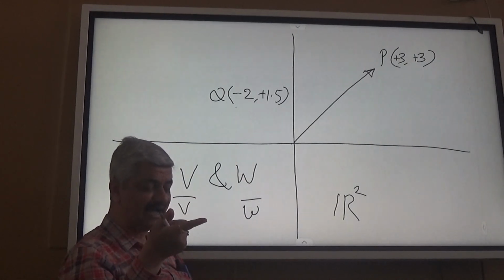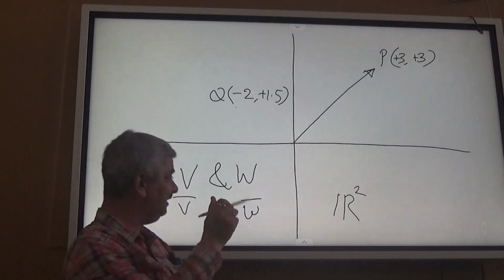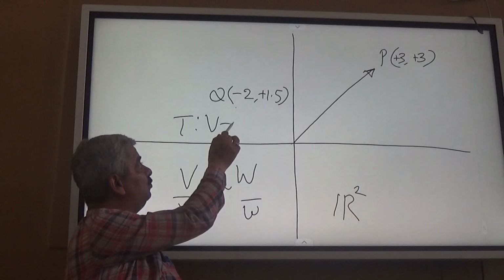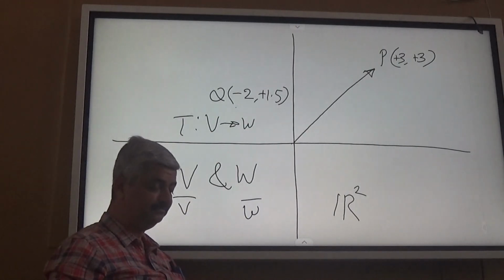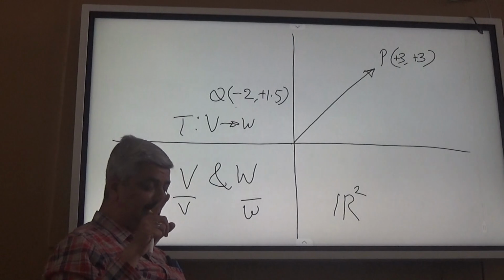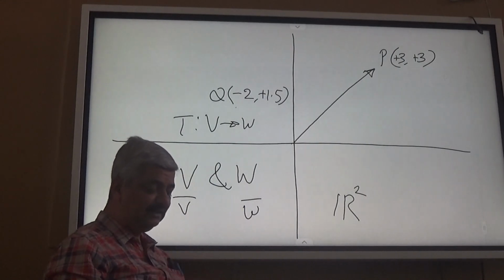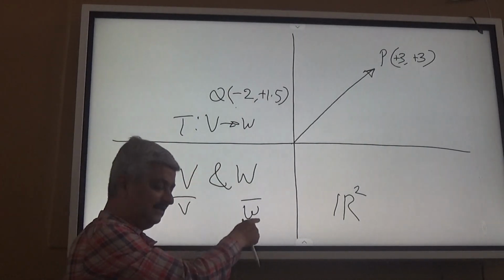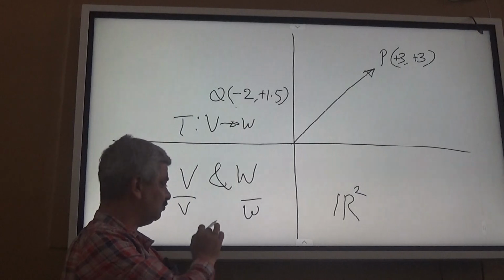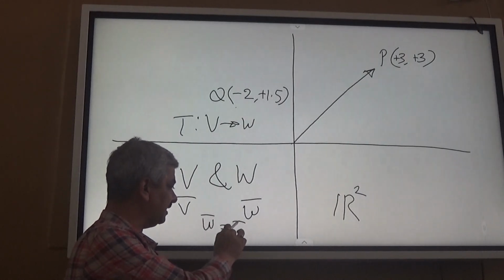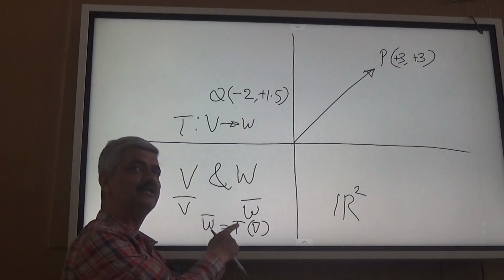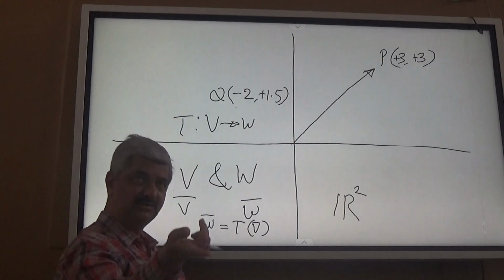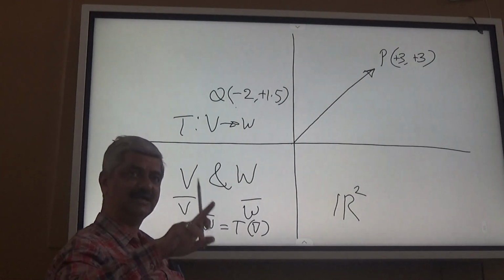In this case, we say that transformation T maps V to W. For each vector V in vector space V, there is a vector W in vector space W. So W is said to be the transformation of V, that is, the image of V in the transform space under the transformation T.